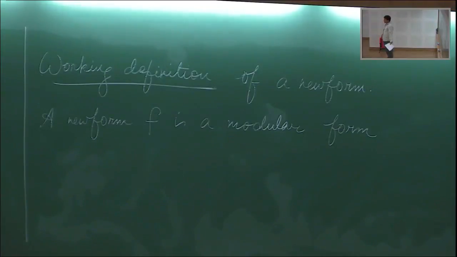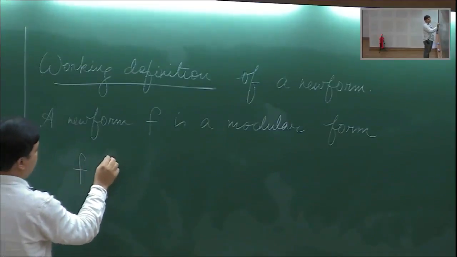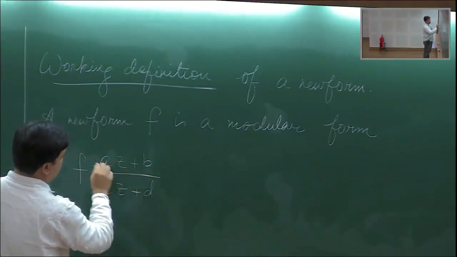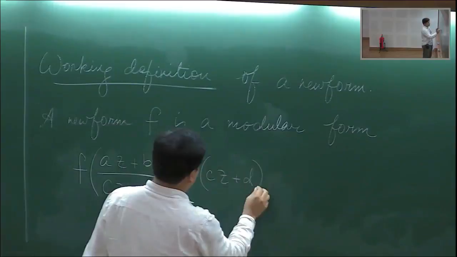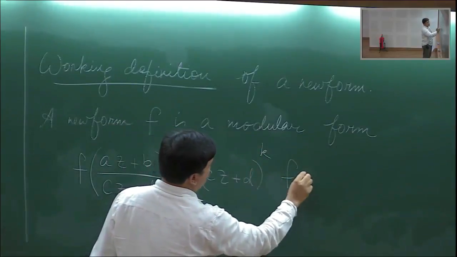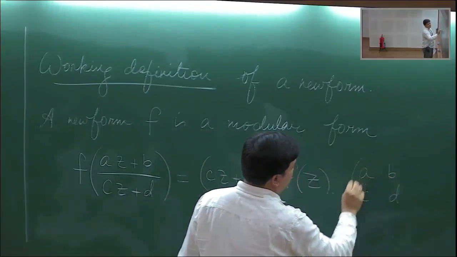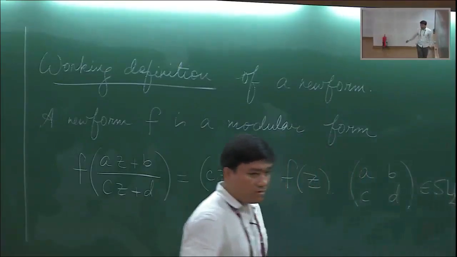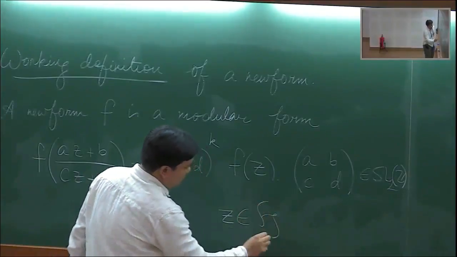So it has a Fourier series expansion. f is said to be a modular form if f of (az plus b) divided by (cz plus d) equals (cz plus d) to the power k times f of z, where a, b, c, d belong to SL2Z and z is an element in the upper half plane.